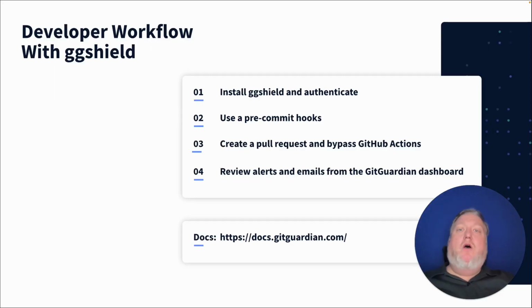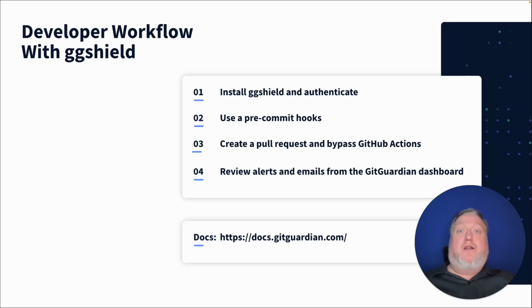For the rest of this video, we'll be installing and authenticating ggshield. Then we'll set up a pre-commit hook to automate our secret scans. Next, we'll create a PR and show GitGuardian checks in that workflow on GitHub. We'll also cover ways to bypass any of these checks.